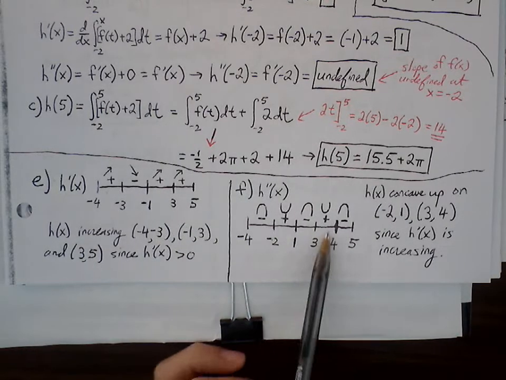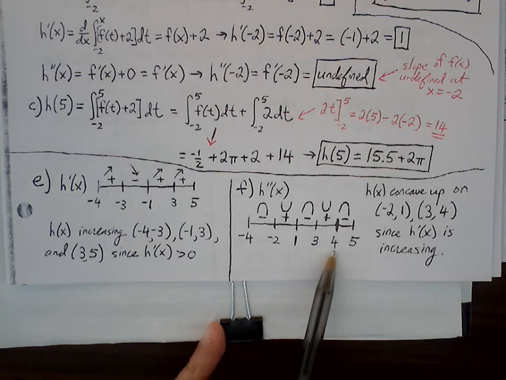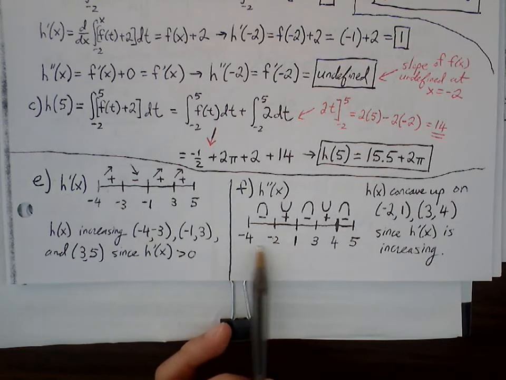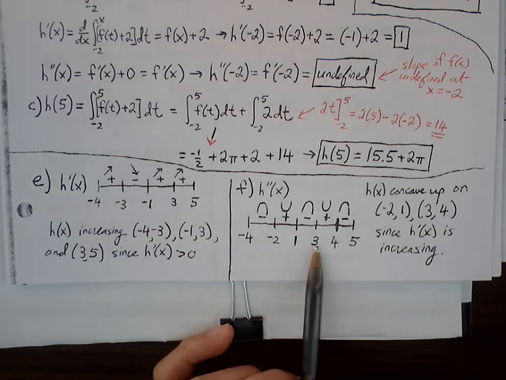So we create our concavity sign line, and we see we have 4 points of inflection, but it's asking for concave up, so it is concave down in 3 intervals, and concave up in 2 intervals, from -2 to 1 here, and then also from 3 to 4.